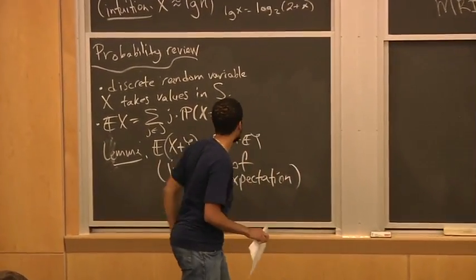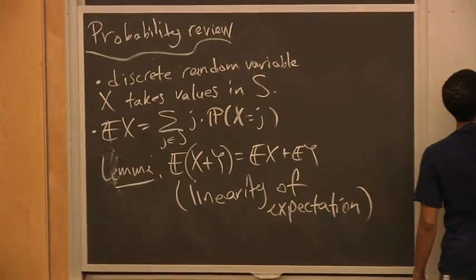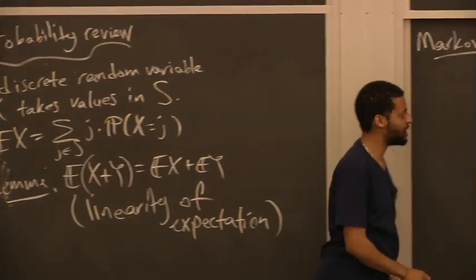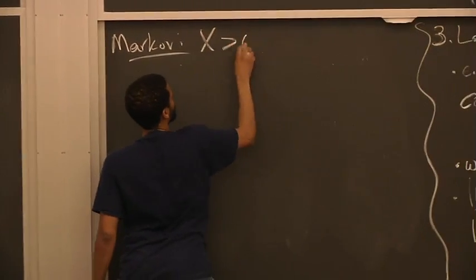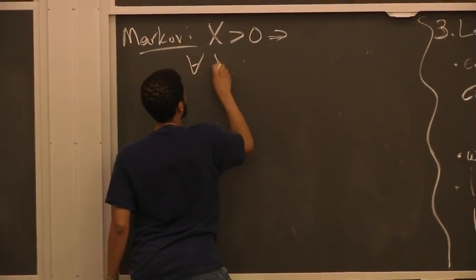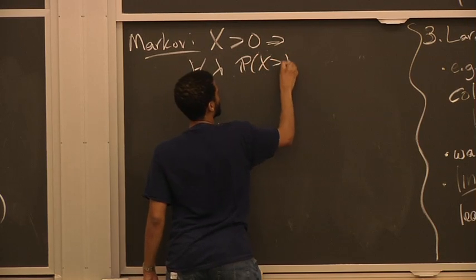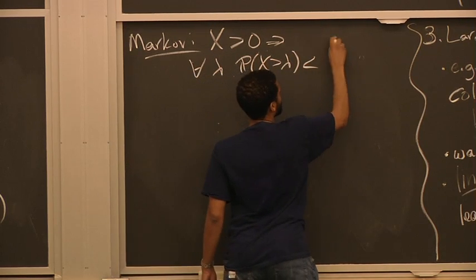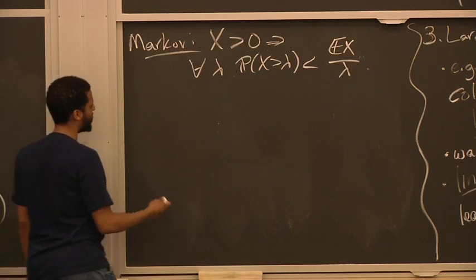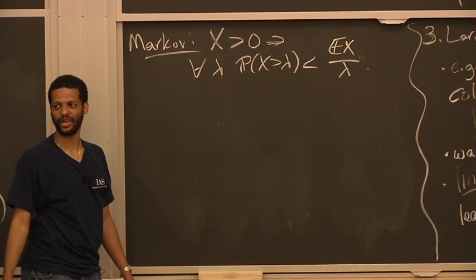Okay, good. Other things I want to say, so there's Markov's inequality, which says that if X is a non-negative random variable, that implies that for all, let's say, lambda, the probability that X is bigger than lambda is at most the expectation of X over lambda. And then there are a bunch of other things that are just Markov on something.